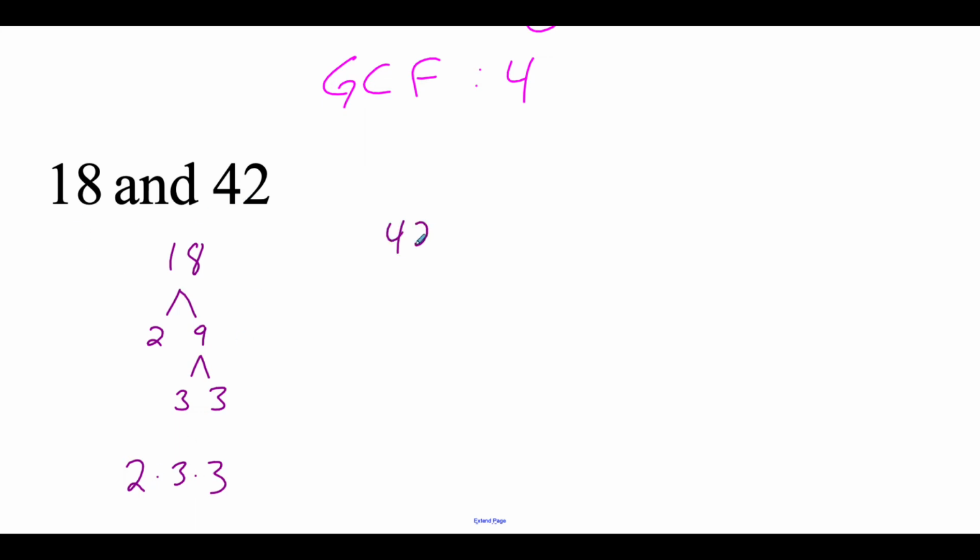Now, if we look at 42, 42 could be 6 times 7. 6 breaks down into 2 and 3. 7 doesn't break down any further. So we have 2 times 3 times 7.